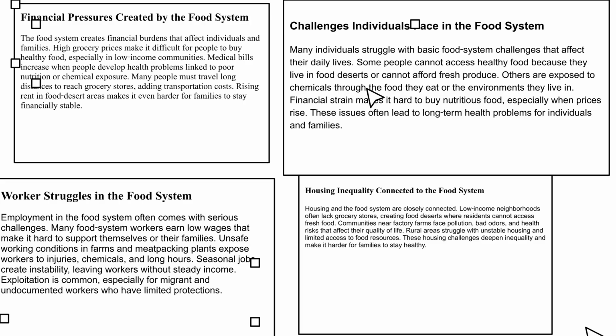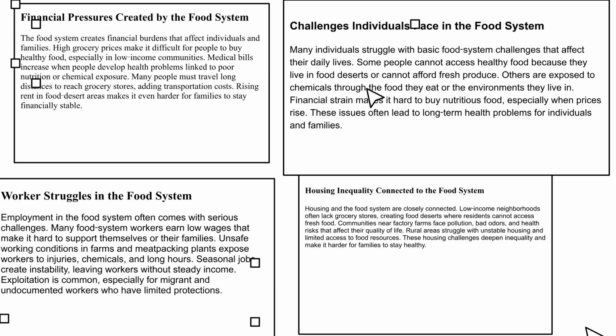Housing and food access are closely connected. Low-income neighborhoods often lack grocery stores, forcing families to rely on fast food or convenience stores. Communities near factory farms also face pollution, odors, and health risks. And places like rural areas struggle with unstable housing and limited food access. These issues deepen inequality and make it harder for families to thrive.